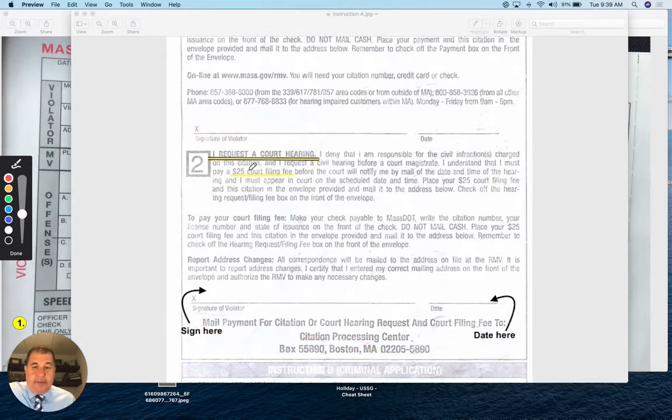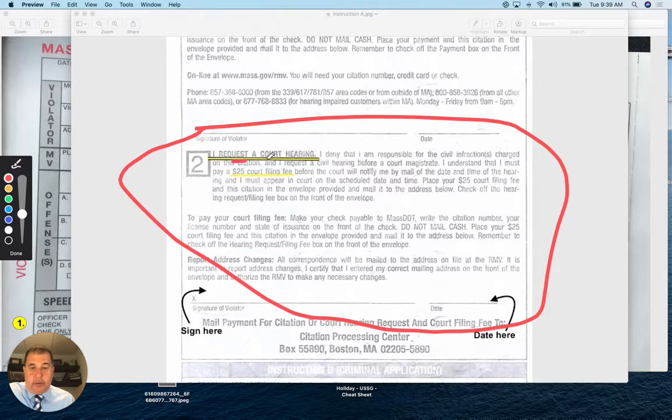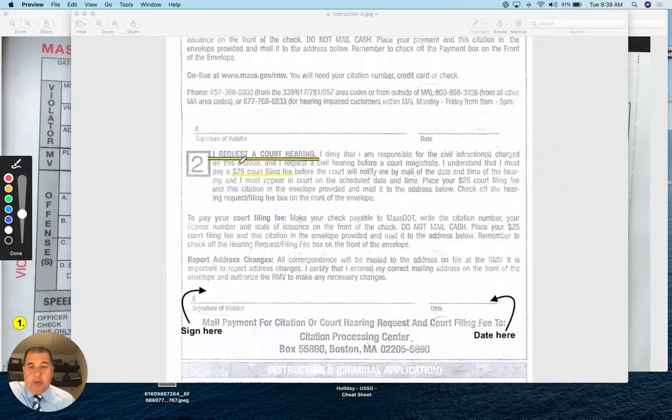In box number 2, you get to request a court hearing. There's a $25 fee on a civil offense to request that court hearing. That $25 is right here. Usually the police will give you an envelope with the citation, so you don't have to fill in the address, but in case you need to, understand that it doesn't go to the court in your area, it goes to what they call a citation processing center, which is at the Registry of Motor Vehicles. They get that, and then they send it out to the court, and the court will ultimately send you a notice to come in for a hearing, okay?